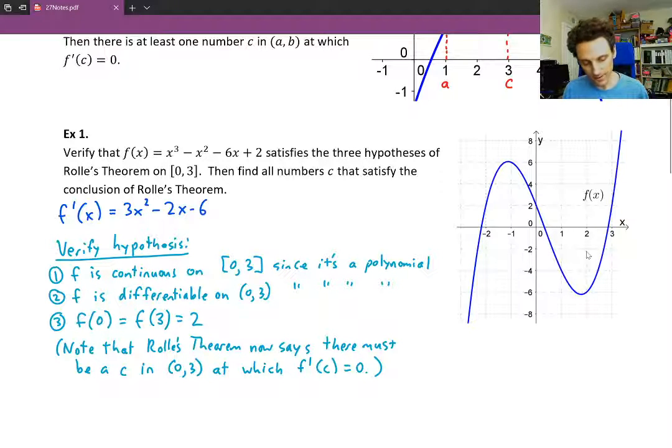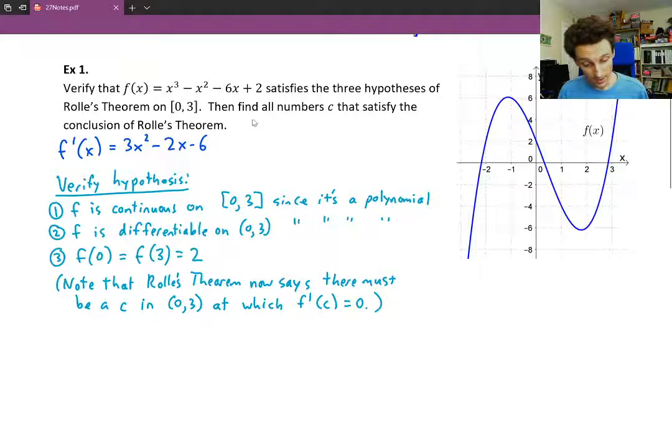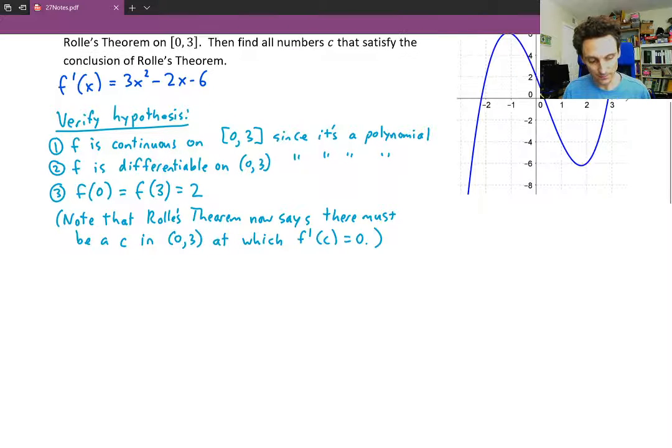That's just a little note, because then in the next part we're going to find all the numbers c that satisfy the conclusion of Rolle's theorem, which we just wrote out. This is the conclusion of Rolle's theorem, that there has to be a c in the interval from 0 to 3 at which f prime of c is equal to 0. So we're going to figure out the values of c that satisfy this conclusion of f prime of c equals 0. Let's find c.